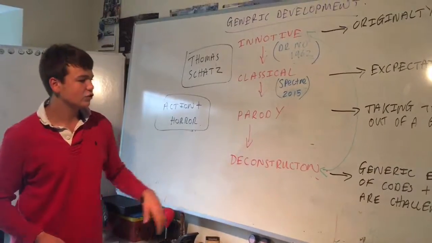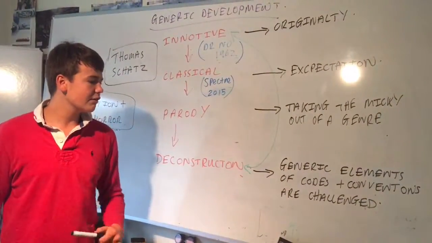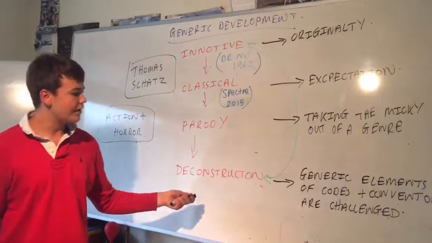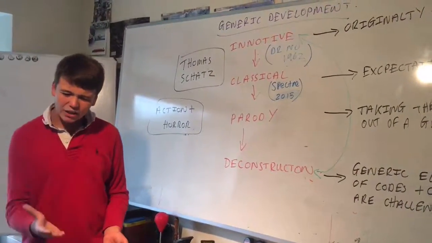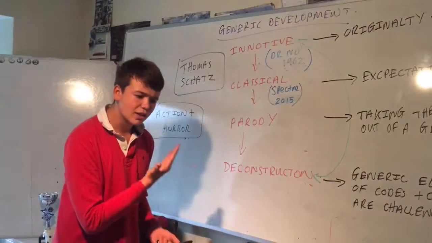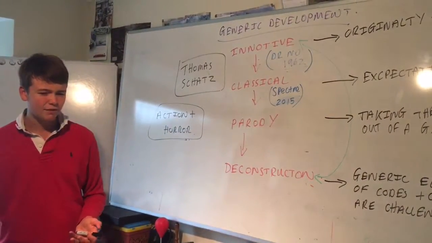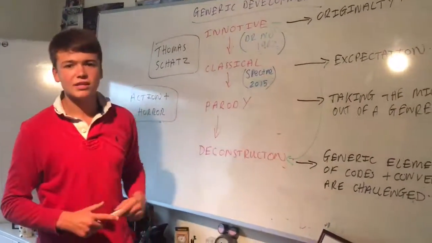Finally, we have deconstruction. This was where generic elements of codes and conventions are challenged. In other words, the original iconography of action films, guns, cars, all that is challenged. So we have an action film with none of the original guns, cars, action. We have none of that. We have something different. That's essentially the end of a cycle. Then we come back to innovative.